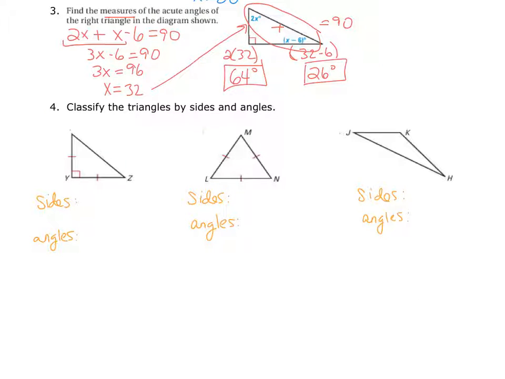The hardest part about classifying by the sides and the angles is we're going to do both of them, but that's not the hard part. It's knowing which word goes with the sides, which one goes with the angles. So for our sides, let's do sides all the way across.